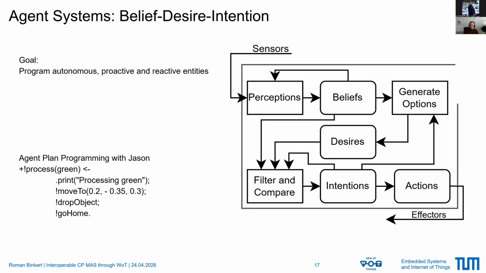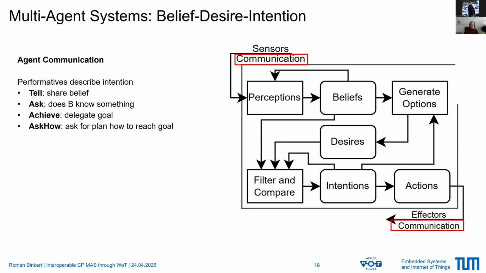But this is basically how an agent system with this belief, desire, intention architecture works and reasons. And then if we have a multi-agent system, we don't only have one agent, but we have multi-agents. And then we don't have just sensors and effectors, but input and output can also be communication from and to other agents, or as we will show, also to other devices, not agents themselves.